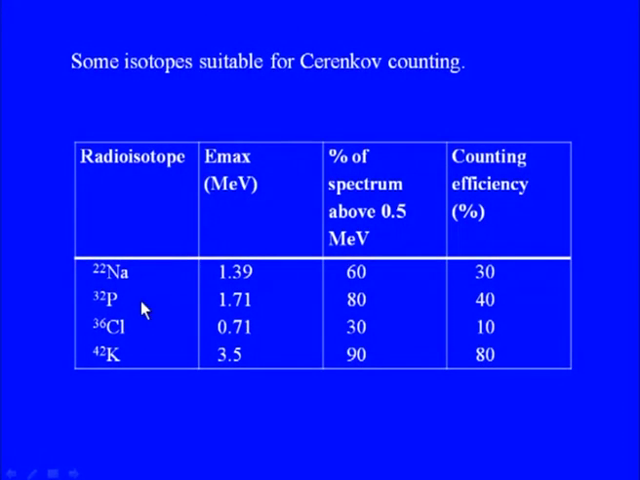If you look at this table here, there are radioisotopes which have an energy spectrum above 0.5 million electron volts. The percent of the spectrum above 0.5 million electron volts is 60% for 22Na, 80% for 32P, 30% for 36Cl and 90% for 42K, and they have counting efficiencies of 30, 40, 10 and 80% respectively. So what you see here is that these isotopes could be used for liquid scintillation counting, or Cerenkov counting, in liquid scintillation counters.